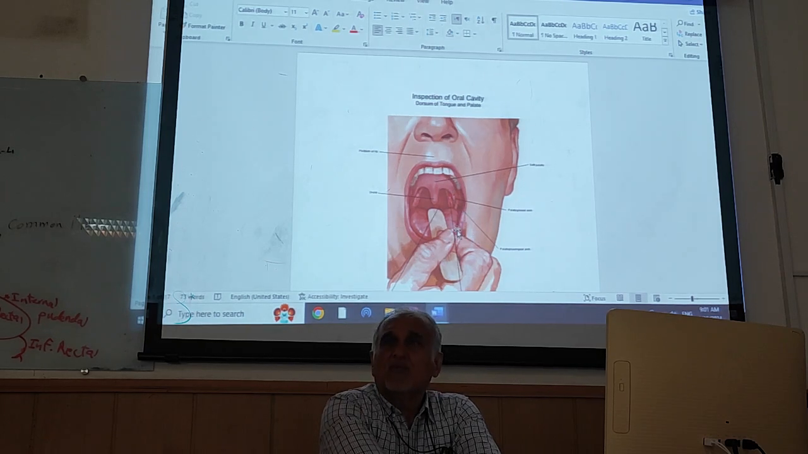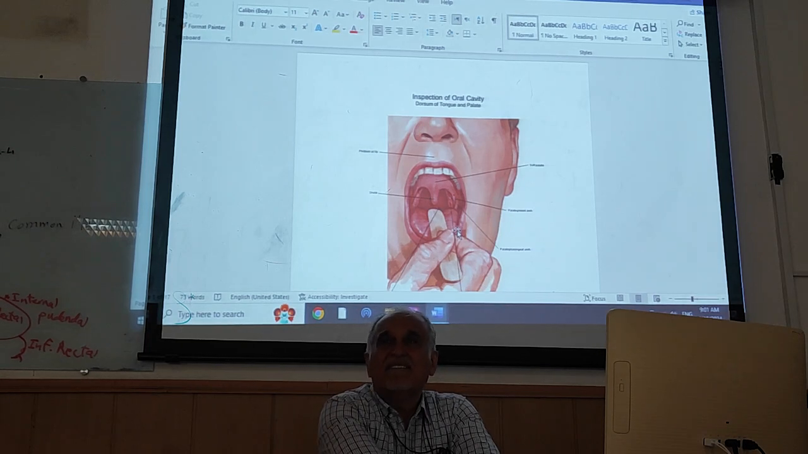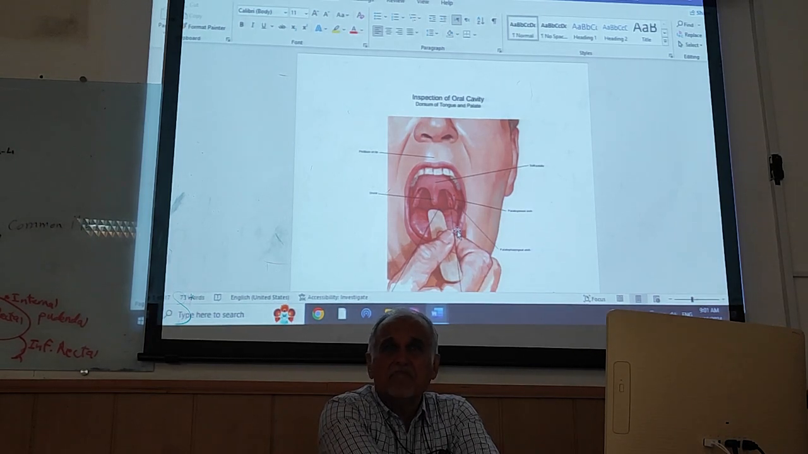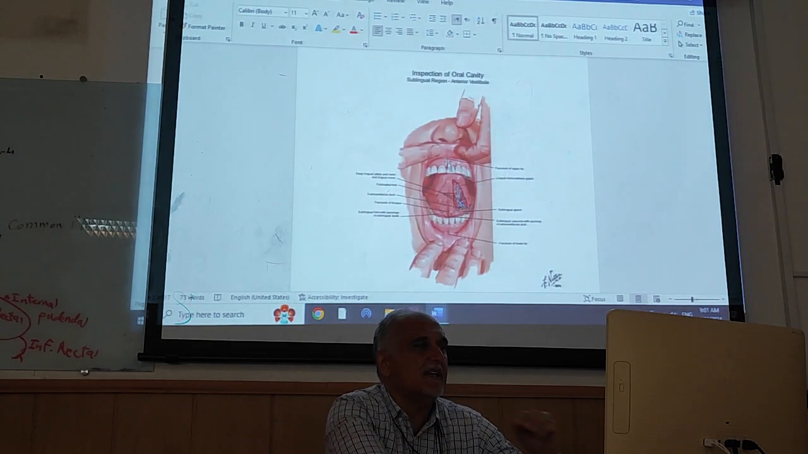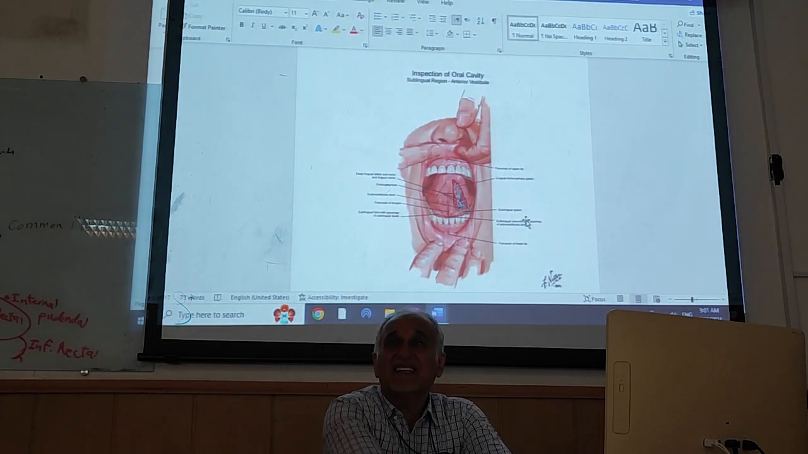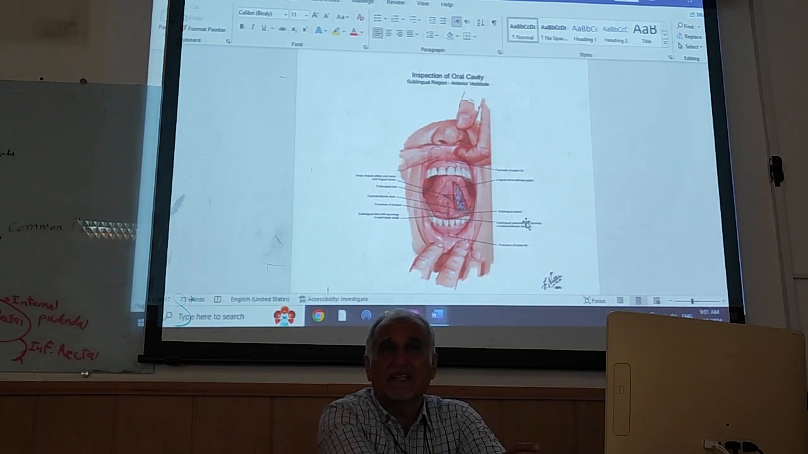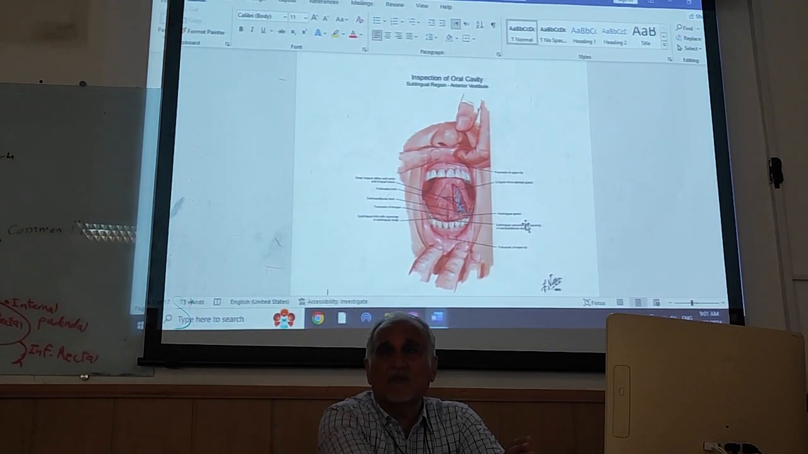There are two spaces inside of the oral cavity, vestibule and main oral cavity. Here, this is the main oral cavity, and the vestibule should be between the teeth and the lip. Excellent. Between the teeth and here, you can see. And these two spaces, vestibule and main oral cavity, reach each other at which point?